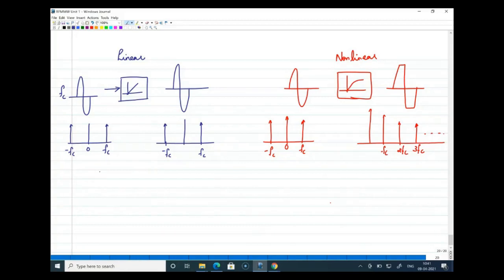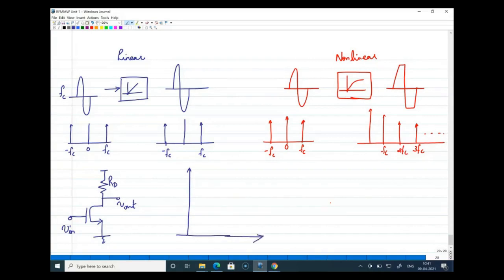Now, referring back to a simple common source amplifier, which you are familiar with, if you provide an input Vin, we will get an output Vout, and say for example RD is your load resistance. Now if you look at the transfer characteristics of this amplifier, Vin versus Vout, I hope you will definitely remember this.